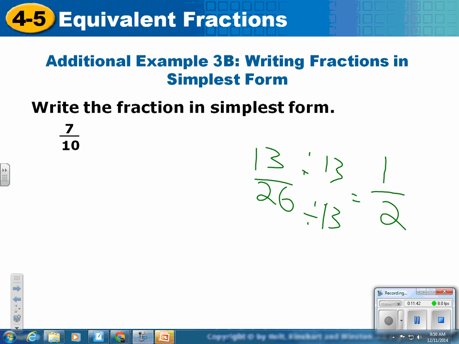The only way we know if it's in simplest form is if the greatest common factor between the two of them is 1. And the greatest common factor between those two is 1. The greatest common factor between these two is 13.